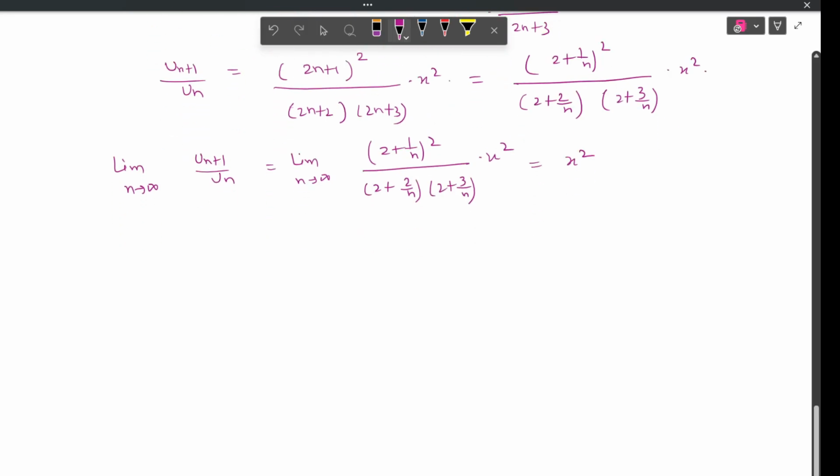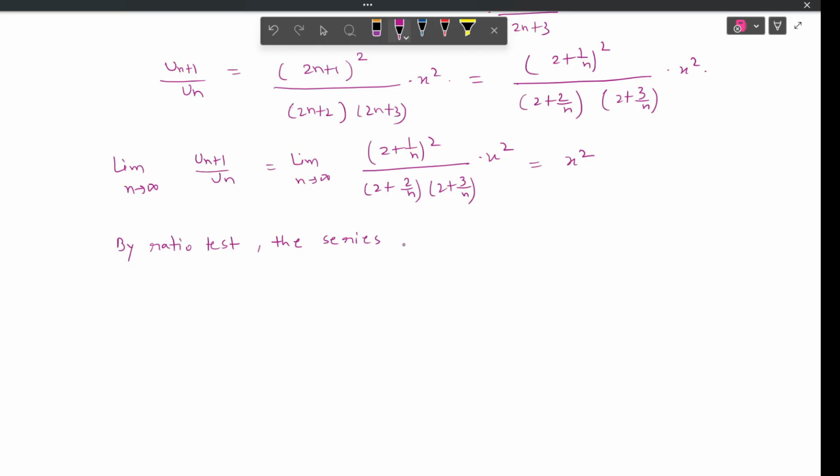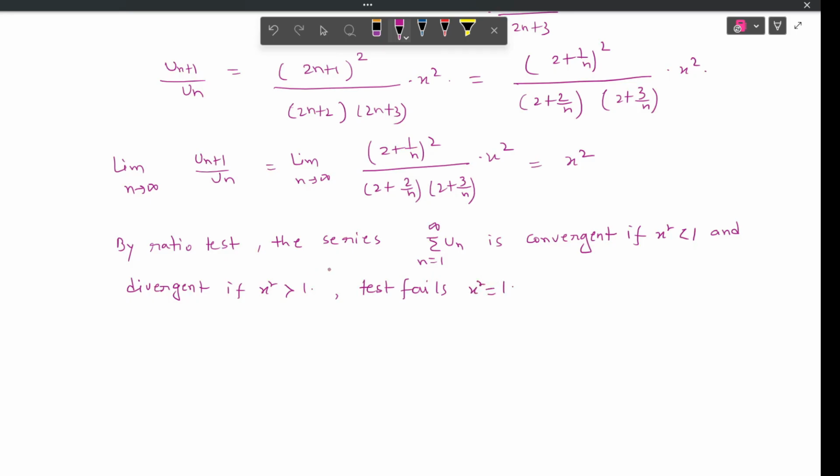So we can say that by ratio test, the series summation n equals to 1 to infinity u of n is convergent if x square is less than 1 and divergent if x square is greater than 1, right? But test fails if x square is 1.